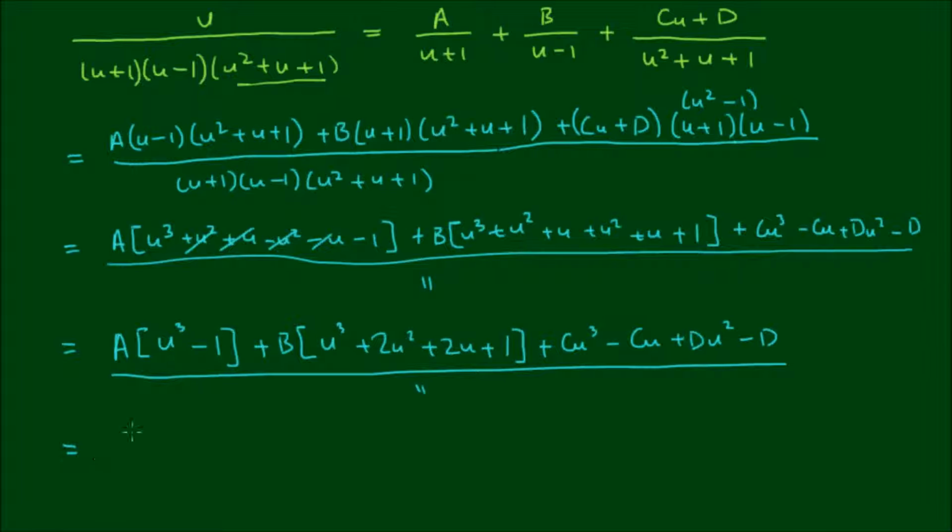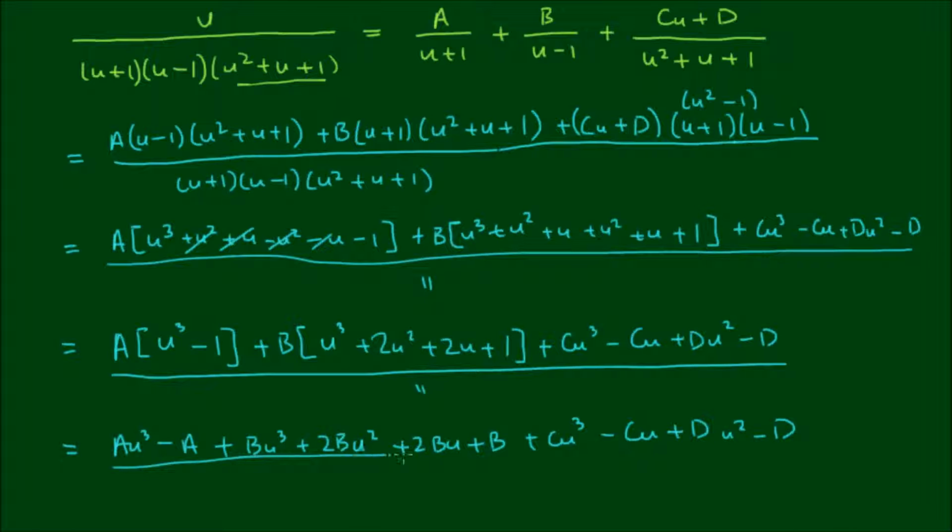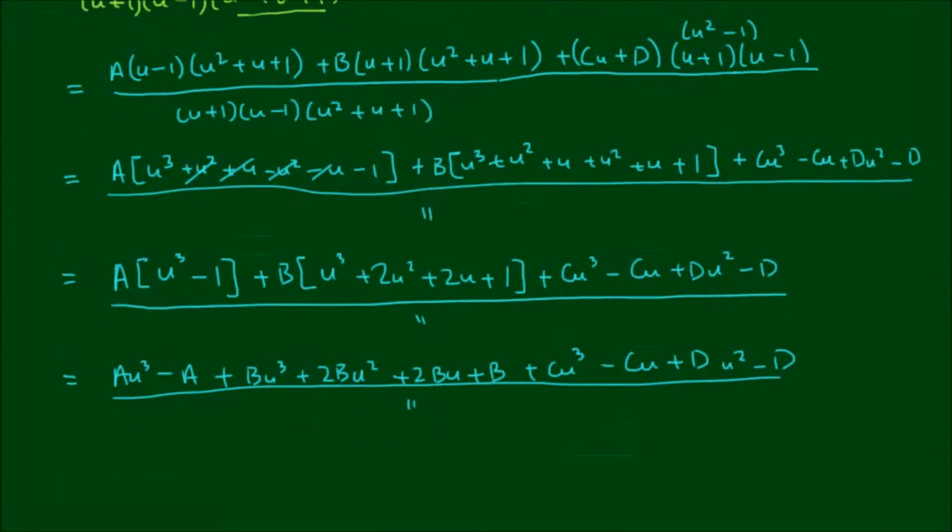So now expanding this out, I have au cubed minus a plus bu cubed plus 2b u squared plus 2b u plus b plus cu cubed minus cu plus du squared minus d. And this is still all over the denominator as above.